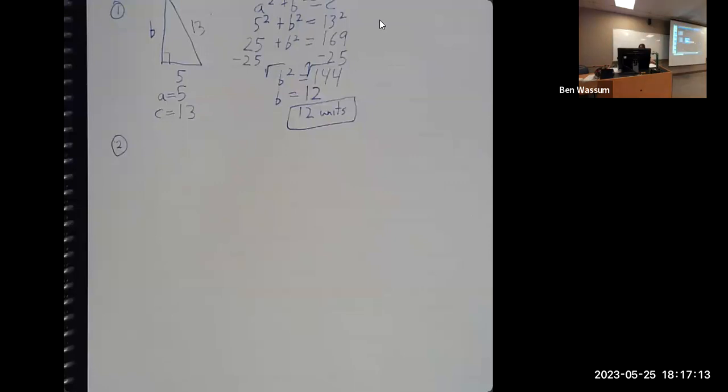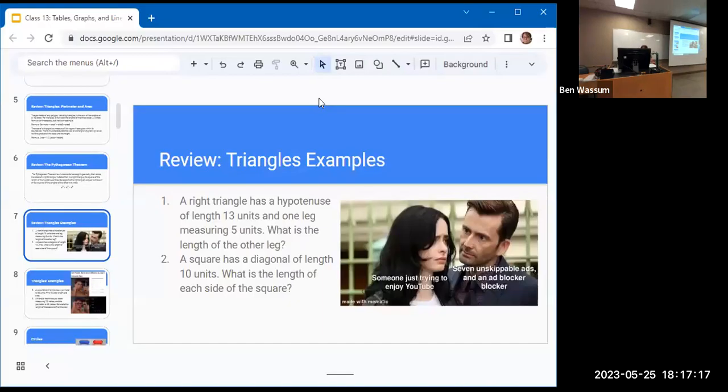Another. So the second one says a square has a diagonal of length 10 units. What is the length of each side of the square?